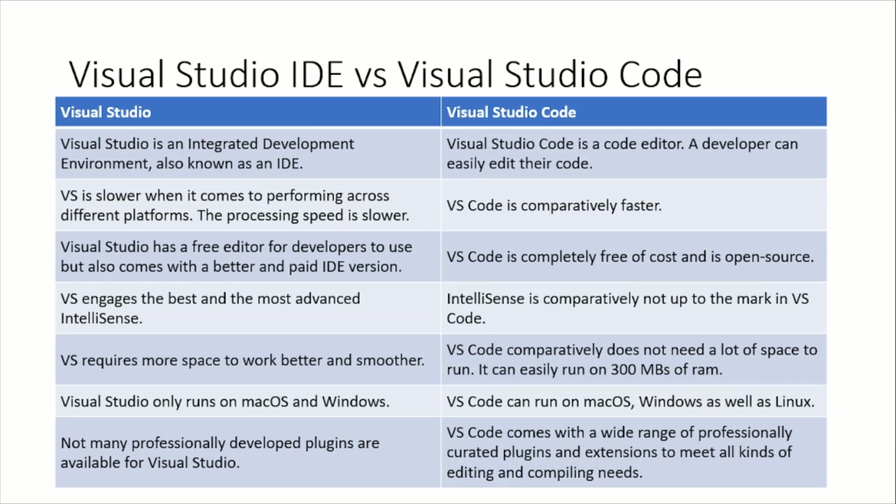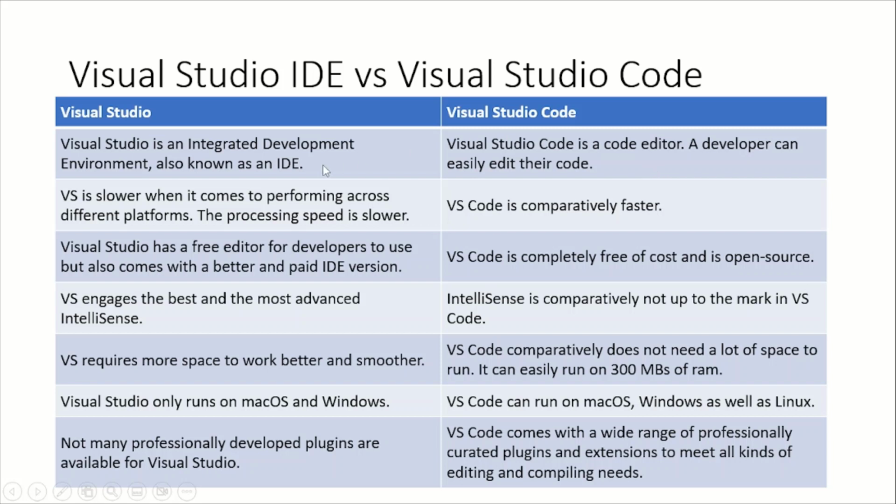Now, coming back to the topic of what are the differences between the two versions, Visual Studio IDE and Visual Studio Code. As you can see, this is a long list of differences, but the main and most important difference to consider is that Visual Studio is an integrated development environment known as an IDE, whereas Visual Studio Code is a code editor where a developer can easily edit their code.